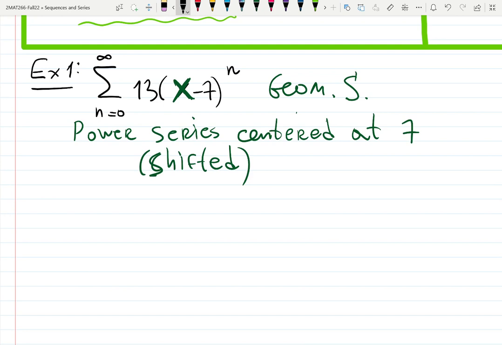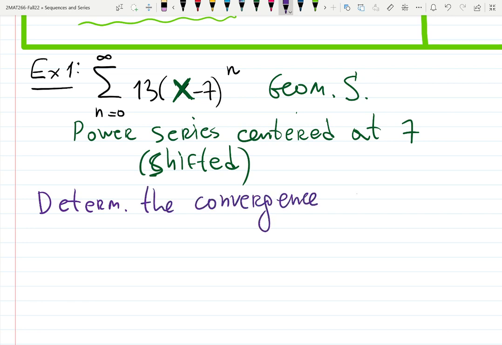Let's see. Geometric series solution. The question is, find the convergence set. Determine the convergence set. That's going to be the question for the rest of the chapter, to be honest. Solution.